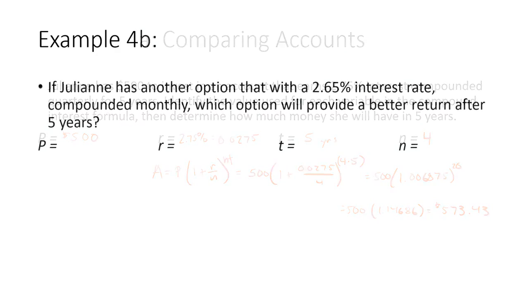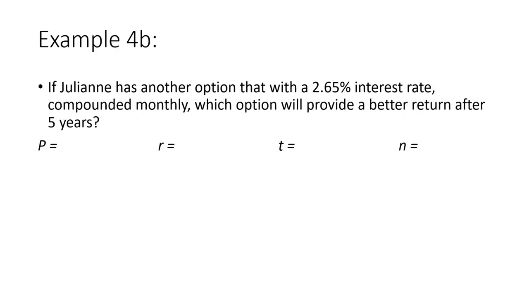If she has another option at a 2.65% interest rate, but it's compounded monthly, which one will give her a better return? When will she make more money? Well, again, we're going to invest $500. The interest rate now, though, is 0.0265. The term is still 5 years, but it's compounded monthly, so n equals 12.